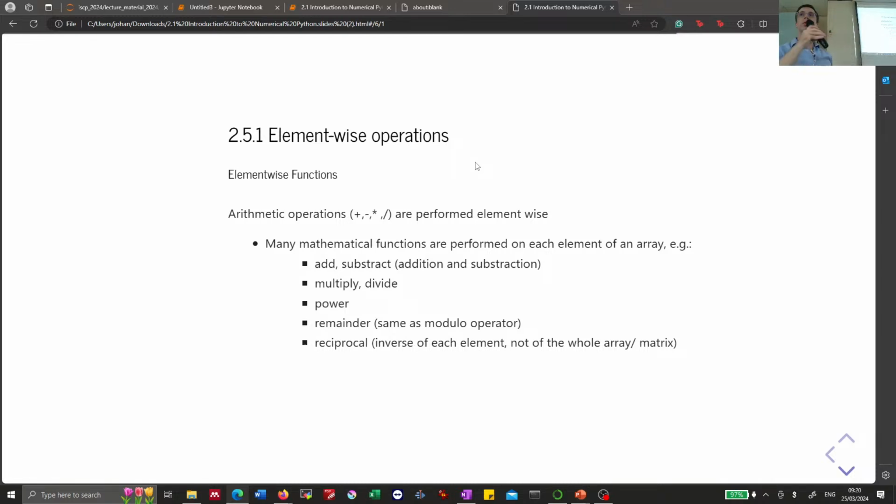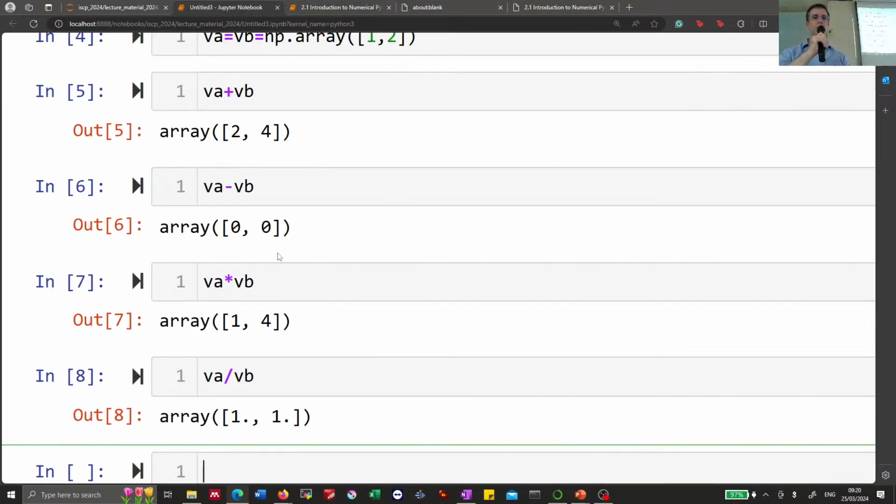So if I just look at a vector with another vector, it actually makes sense. So 1 plus 1 is 2. We have that. 1 times 1 is 1. 2 times 2 is 4, right? 1 divided by 1 is 1. 2 divided by 2 is 1.